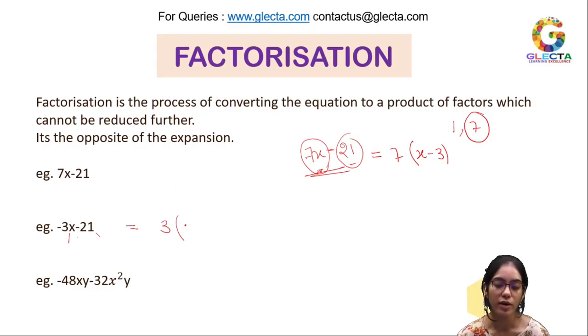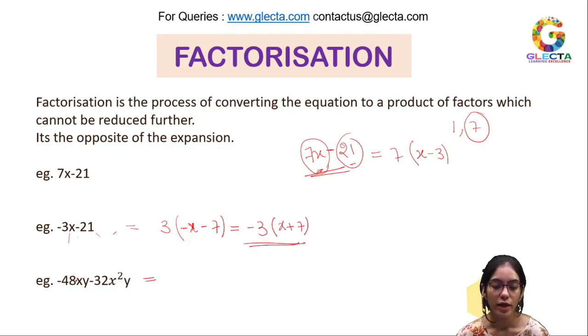So minus 3x divided by 3 will be minus x minus 7. Okay, we have minus also here, so we can extract minus out as well. If we extract minus out of it, this will be positive x and this will be positive 7. So this is the factorization of this term.